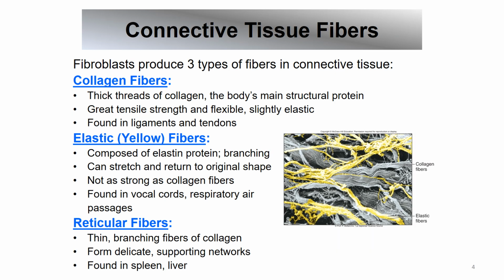Three types of connective tissue fibers: collagen, elastic, and reticular. Collagen fibers are the strongest. These are the thickest and strongest fibers. Elastic fibers are able to stretch and recoil. They're not as strong as collagen fibers though. And the reticular fibers are the thinnest. They're actually a type of collagen fiber, but they're a thin type. These form the delicate, softer organs and tissues. And so these make up our spleen and liver.